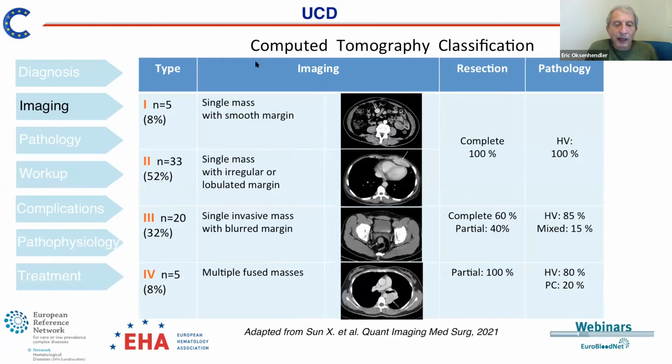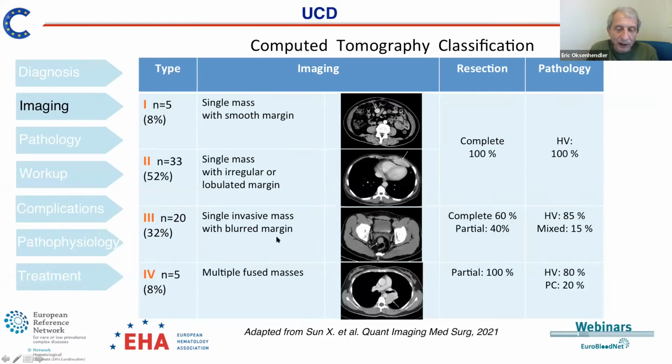always as simple. In most cases, we have a single mass with smooth margins, but sometimes the margins might be somewhat irregular or lobulated. However, in these cases, the resection is usually easy and the surgeon is comfortable with these kinds of lesions. And the pathology will always be of the classical hyaline vascular type.